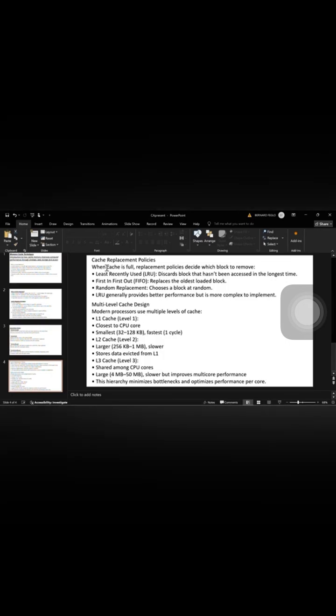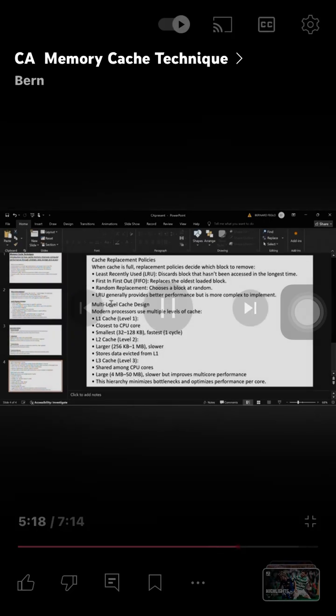And then the second one, we have the first in, first out, which replaces the oldest loaded blocks. And thirdly, we have the random replacement, which chooses a block at random. And the least recently used, which is the LRU, generally provides better performance, but it is more complex to implement.